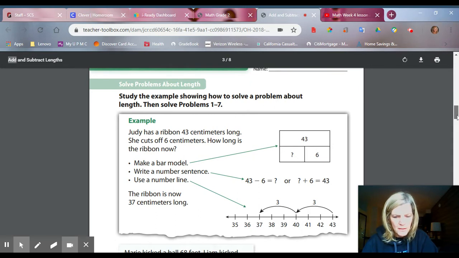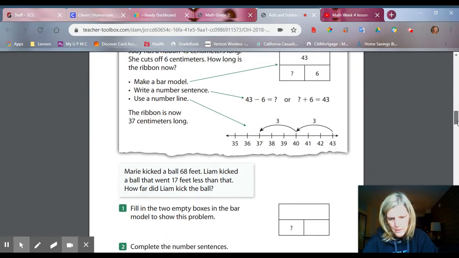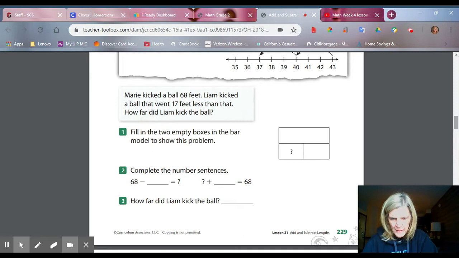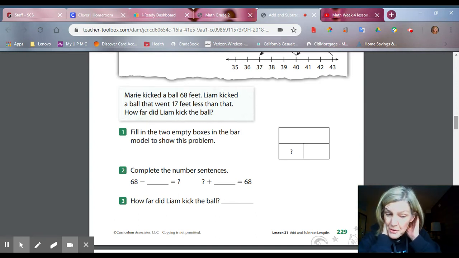All right, let's take a look down at number 1, 2, and 3 down here. Maria kicked a ball 68 feet. Liam kicked a ball that went 17 feet less than that. How far did Liam kick the ball? Well, if the ball went 17 feet less, you know you're going to subtract.